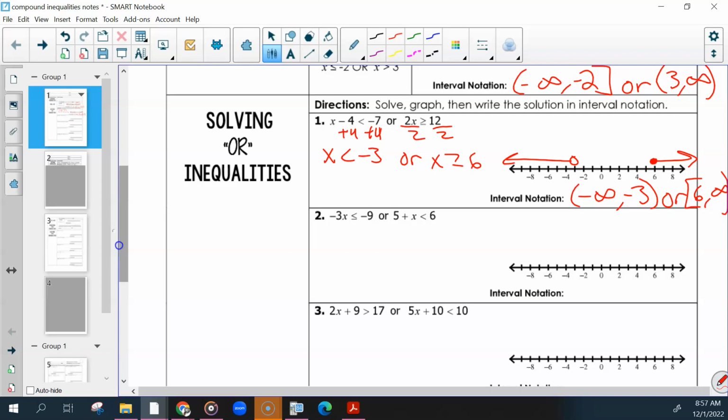Before we do another one, do we have any questions on that? The process itself is not that bad. It's really taking what we did before, solving it, but now we're just solving it twice, and then having to graph it and put the interval notation. So let's do another one. Let's do 5.